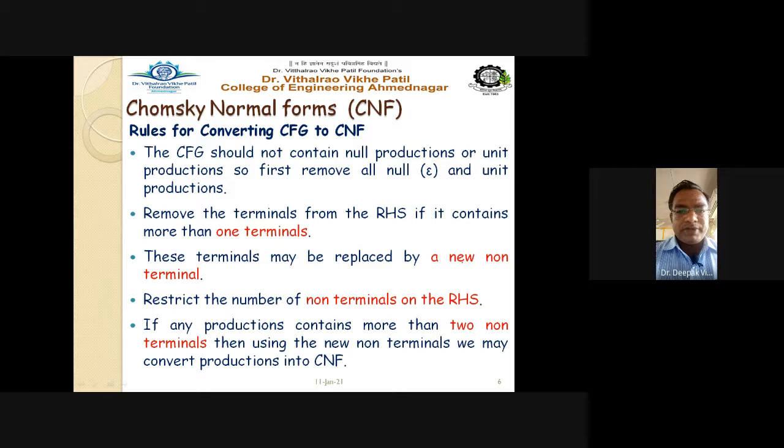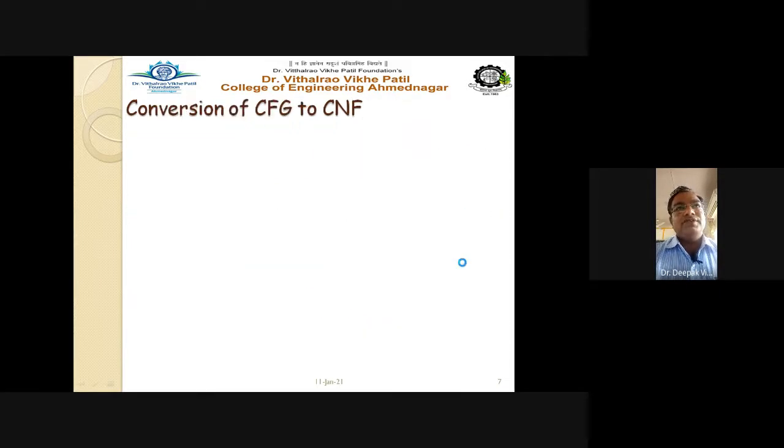We'll see some examples of how to convert the given CFG into CNF, right? So see, this is the first example.